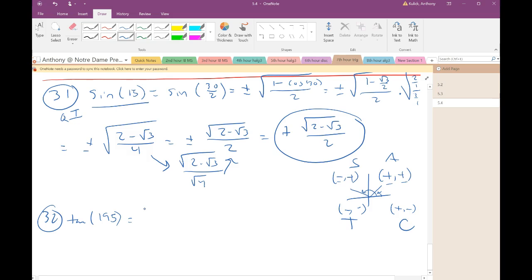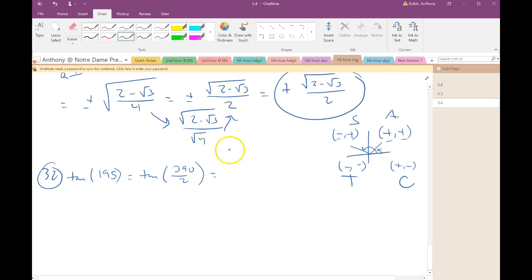All right. So if I do tan of 195, that is tan of 390 over 2. And if I apply the half angle identity, which one would I want to use? Does it matter to you? Okay. Okay, so how about the second one then? Because we had 3 options there.